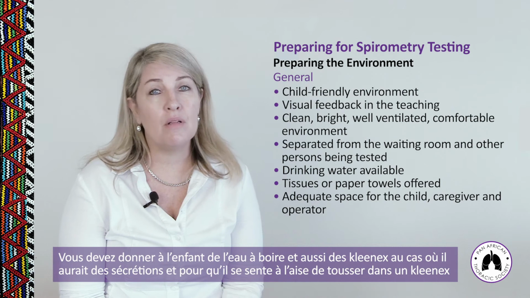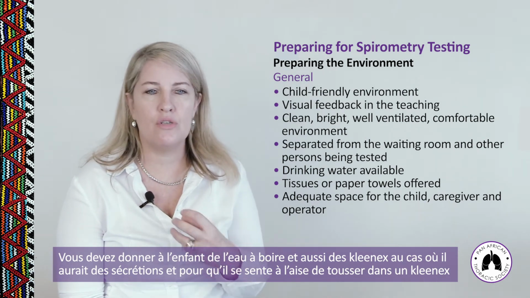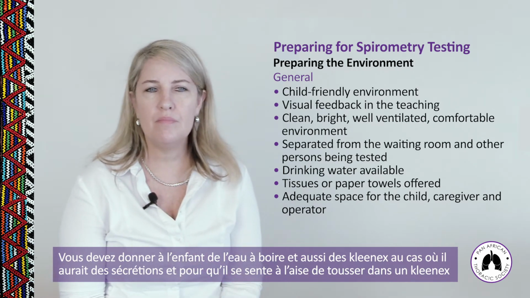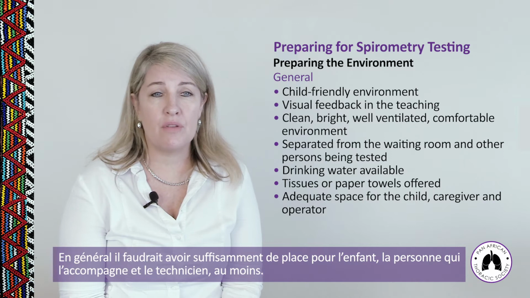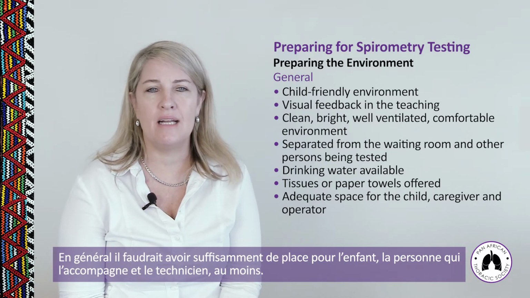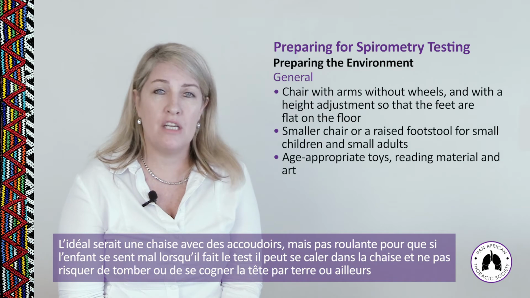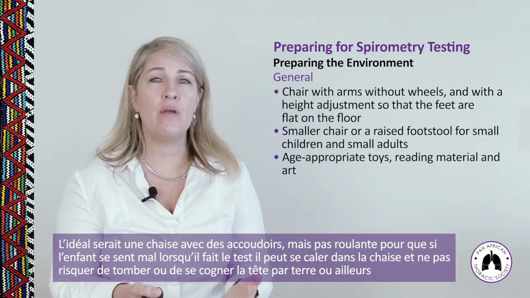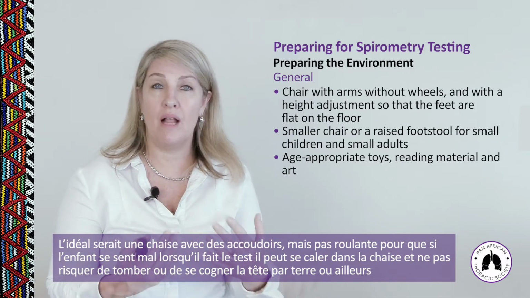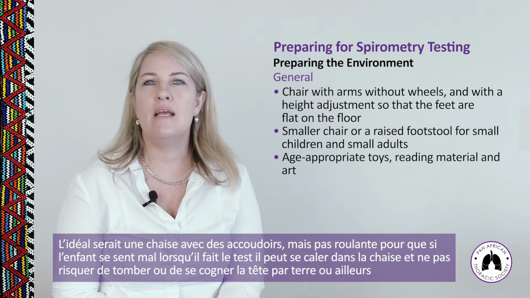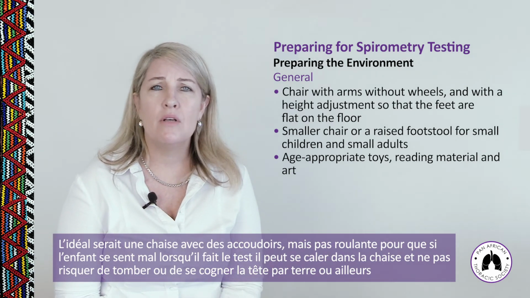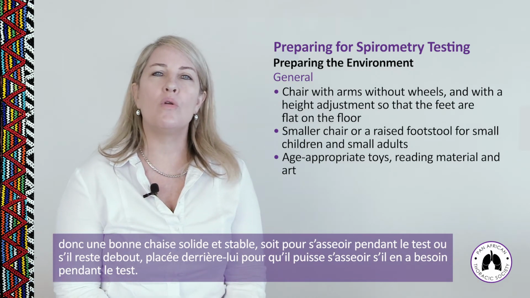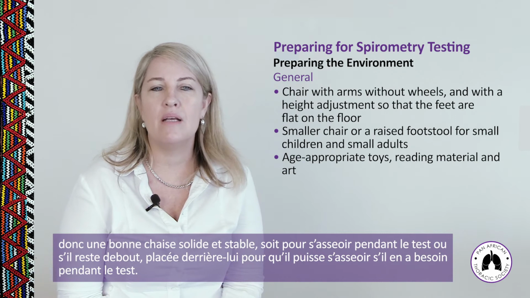You need to make available drinking water, and you need also tissues in case they have secretions that they feel comfortable to cough into a tissue. Generally, there should be adequate space for the child, the caregiver, and the technician at least. Ideally, you will have a chair with arms and no wheels so that if the child gets dizzy when they're blowing, they can sit back into the chair. That will stop them from fainting or hitting their head on the floor or on anything around them. Good stable chair behind them when they're blowing, either to be seated in while they're blowing or to have behind them if they're standing while they're blowing is a good idea.